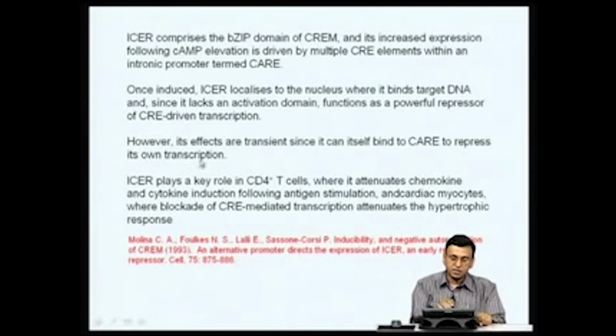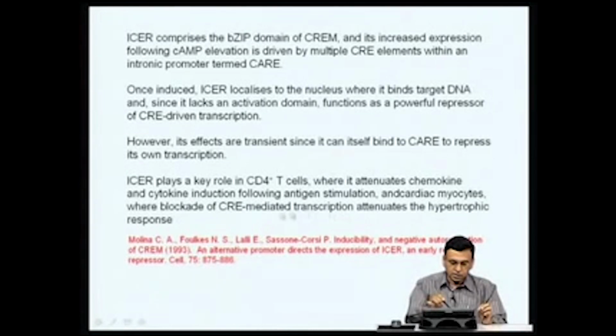However, effects of ICER are transient, since ICER itself can bind to the CARE and repress its own transcription. ICER plays a very important role in the CD4 positive T cells, where it attenuates chemokine and cytokine induction following antigen stimulation, as well as in cardiac myocytes, where blockade of the cyclic AMP response element mediated transcription attenuates the hypertrophic response. So, the ICER plays a very important role in the regulation of antigen stimulation in the lymphocytes, in the T cells, as well as in the cardiomyocytes.